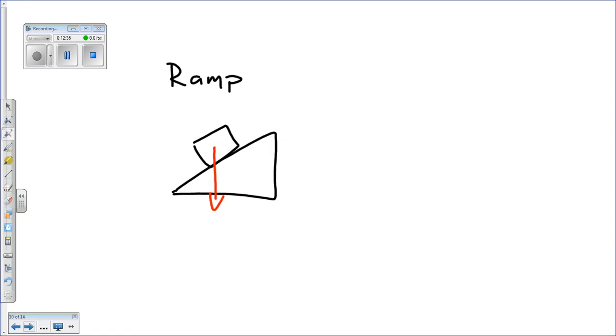Ramp, gotta love the ramps here. So in a ramp problem, the force of gravity or the weight of the object is always going directly down. We can often and should resolve those into the two components. One component goes into the ramp, and that's the weight times the cosine of the angle. That's always equal to the normal force in a ramp problem, always.